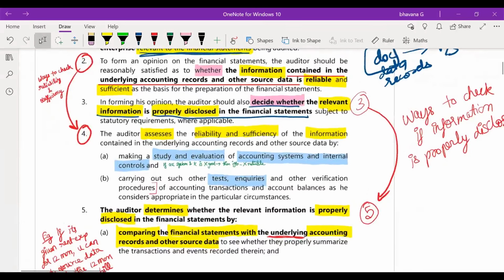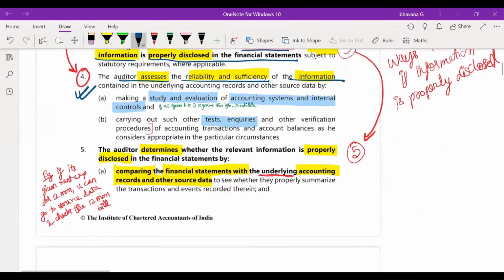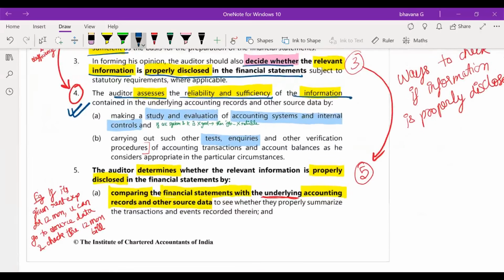Next, the fourth point. In the second point we read that you have to check whether the information is reliable and sufficient. How will you check that? That is what the fourth point tells you. The auditor will assess the reliability and sufficiency of information by first studying and evaluating the accounting system and internal controls. So what accounting systems and what internal controls are there in the company?